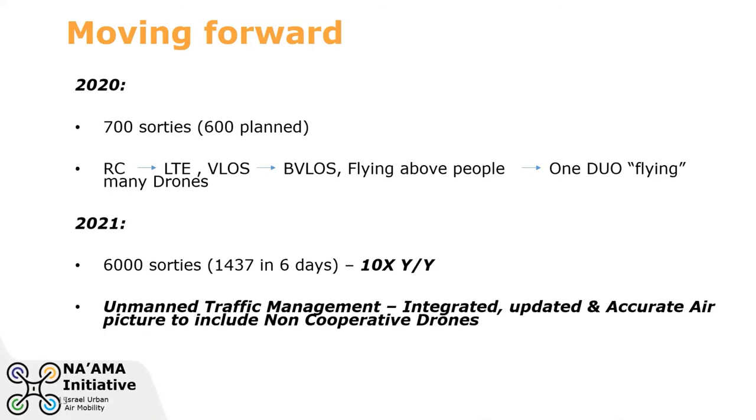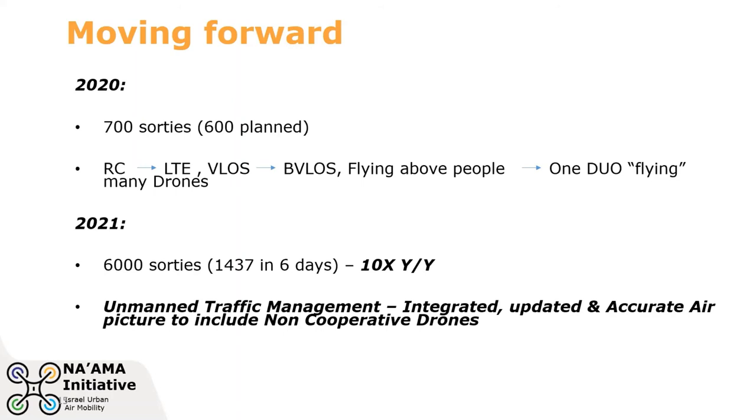During 2020, as I mentioned, we moved from radio control to LTE. We moved from visual line of sight to beyond visual line of sight. We were not allowed, and now we are allowed to fly above people. And from the point of view of economical sustainability, the most important part, I think, is the ability of the pilots, what I call a designated UAV operator here, to fly many different drones, because otherwise we will not be able to compete with bicycles and motorcycles. And from all those aspects, we already moved forward.